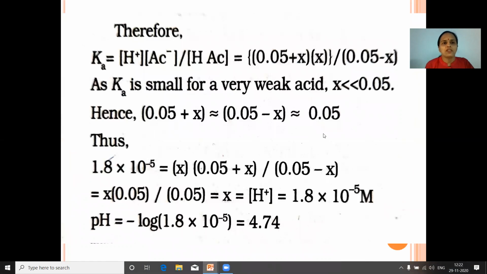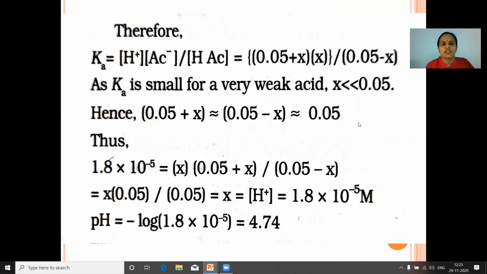Therefore, the dissociation constant Ka equals the molar concentration of H+ times the molar concentration of acetate ion upon HAc. So here H+ ion concentration is x, Ac- ion concentration is 0.05 plus x, and HAc is 0.05 minus x. As Ka is very small for a weak acid, x is much less than 0.05. Therefore, 0.05 plus x is approximately equal to 0.05 minus x, approximately equal to 0.05.